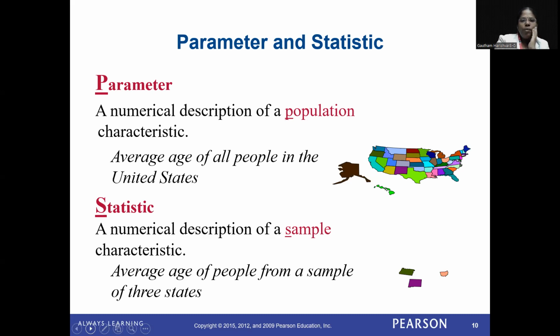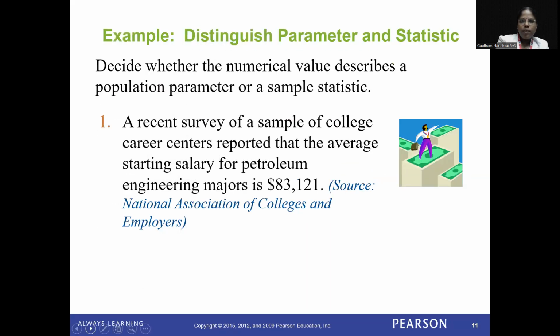Here, the example for statistics is the average age of people from a sample of 3 states. They have given only the average age of people from a sample. Before, I told the average age of all people in the United States, but now we are considering only a sample of 3 states. Could you understand? See the picture here that shows the whole United States, but in the sample, we are considering only the 3 states, the average age of people coming from those 3 states. This is the main difference between parameter and statistics. I hope you can understand the difference.